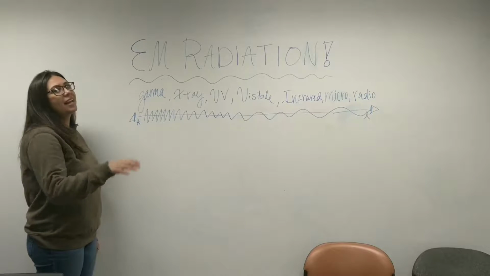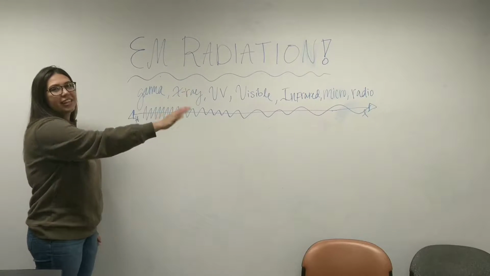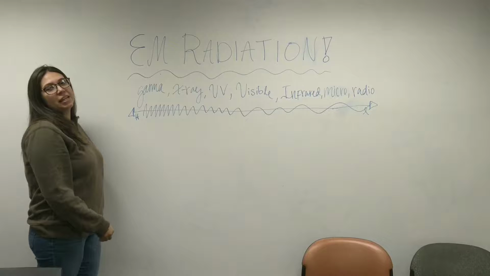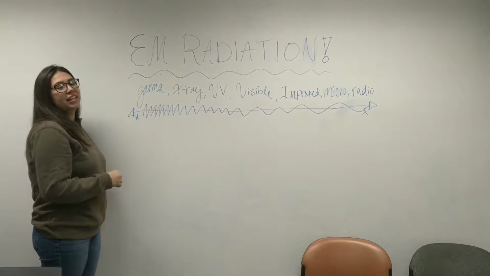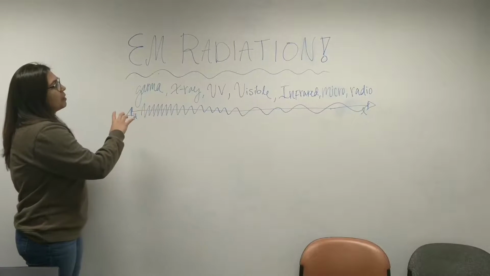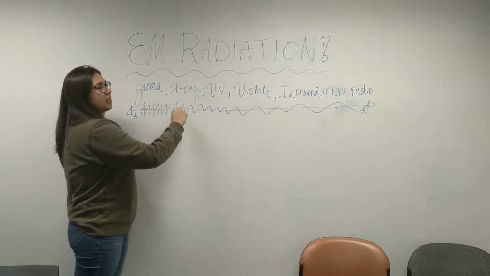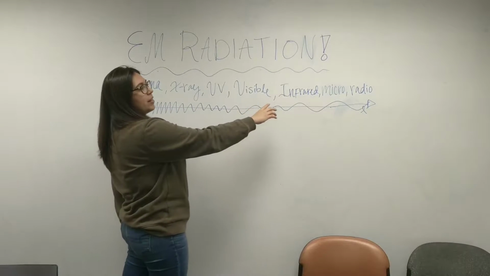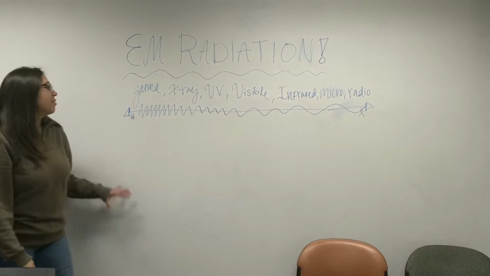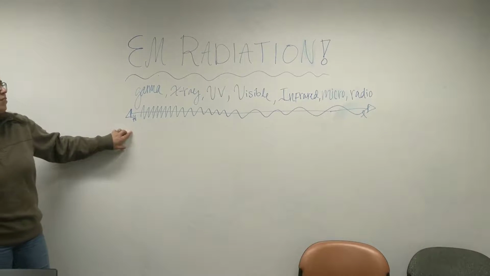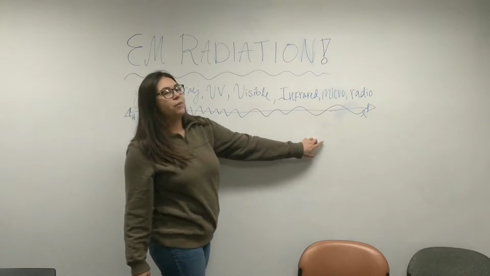This is group 6 and we chose EM radiation. The reason that we chose it is because EM radiation is the basis for understanding astronomy. Some of our main points here are talking about gamma, X-ray, UV, visible, infrared, micro, and radio waves. From gamma waves, which have the highest frequency, all the way down to radio waves, which have the lowest frequency.